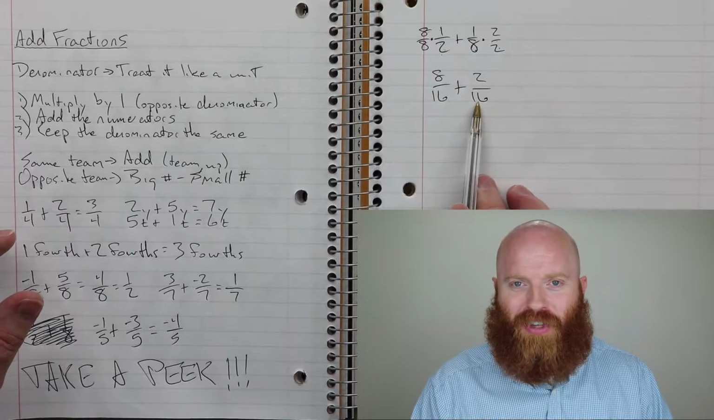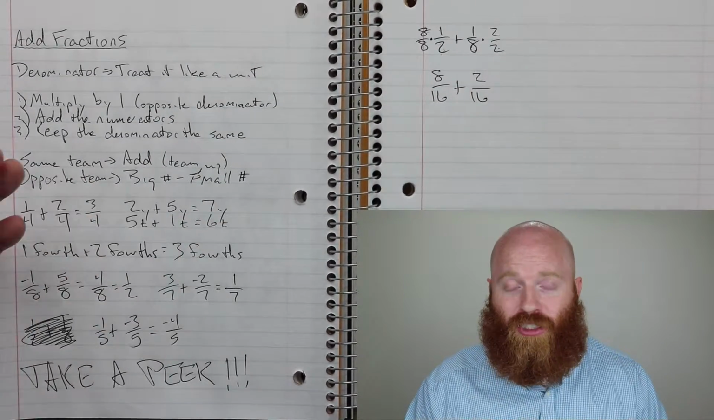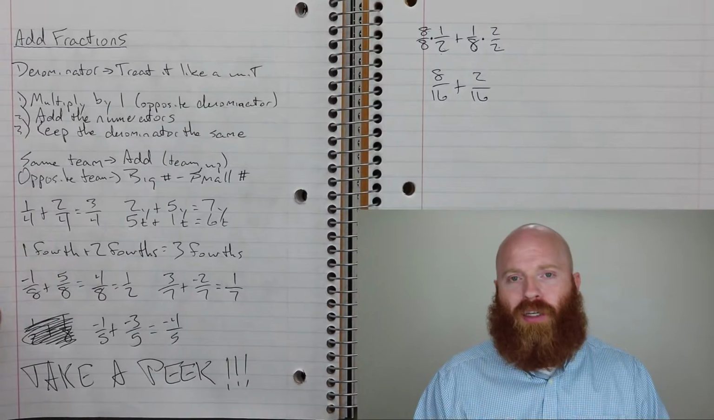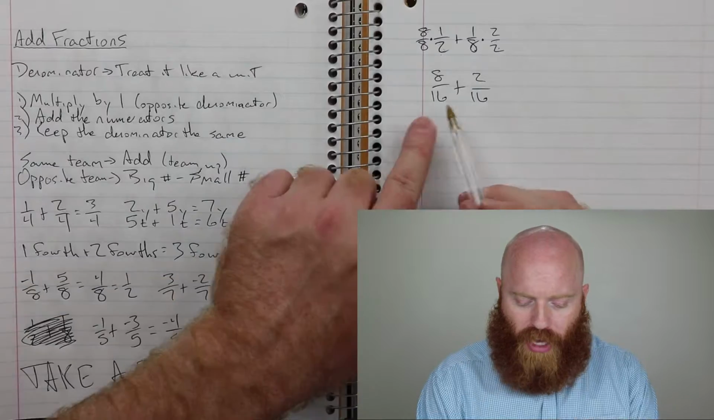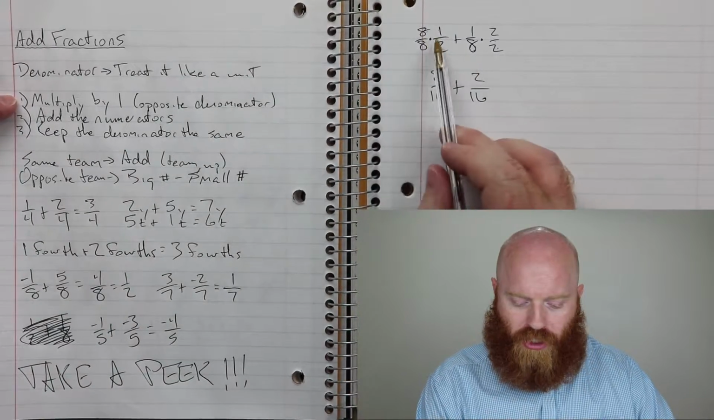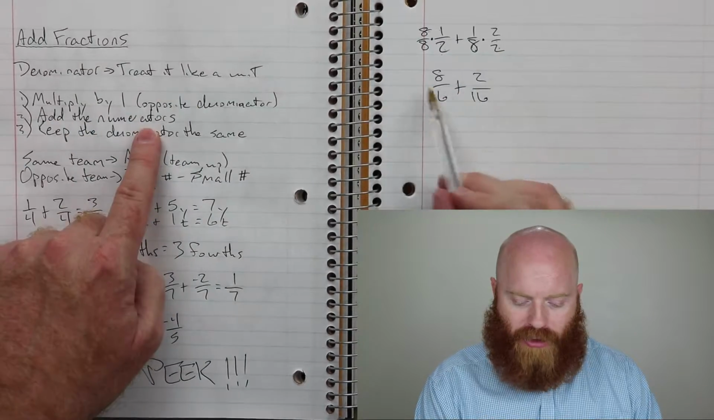And magically we have common denominators. We'll do it a few more times. You'll watch it. It'll amaze you. Every time it will be the same. And it's because of the commutative property of multiplication. I'll do a video on that later. Okay, so now I have common denominators. That was step 1. We just multiplied by 1 using the opposite denominator. And now we just need to add the numerators.